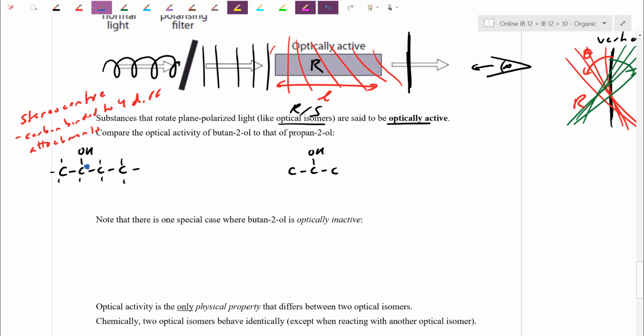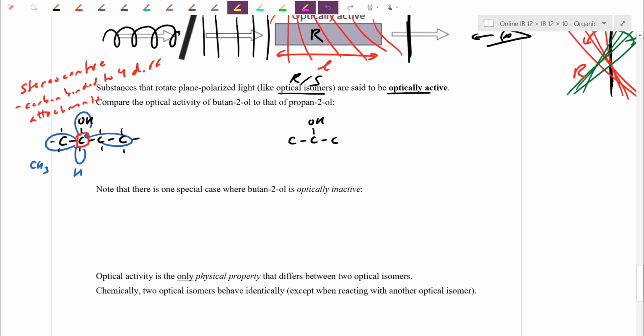Well, what's going to happen? This carbon is holding on to a methyl group. CH3 is one group. It's holding on to a hydrogen, that's another group. And OH is another group. It's holding an ethyl. This is 4 different groups. That makes this carbon here optically active. It's asymmetric. I'm going to draw this for you in more detail here.